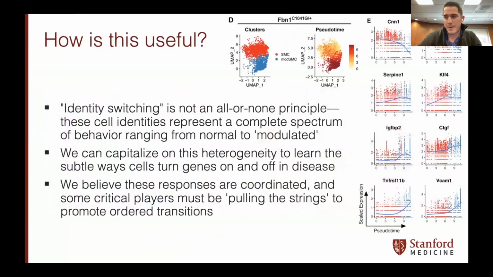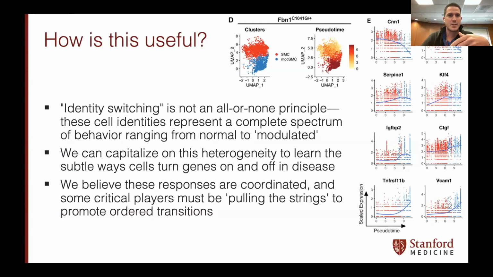The other thing that we find useful about this is that we've learned that cells don't just go from 0 to 60. This identity switch is not an all or none principle. These cells actually undergo a process that's very continuous. So they don't go from A to B, they go from A to 8.1 to 8.2 to 8.3, all the way up to 8 million up to B. And so we can take advantage of that in our data set because we have thousands of these cells.